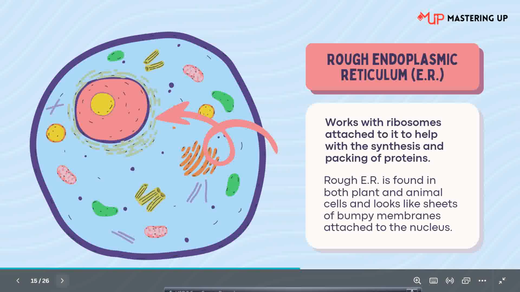This rough endoplasmic reticulum is attached immediately adjacent to the nuclear membrane, and it has ribosomes on it, and these ribosomes help in the synthesis of proteins. Rough endoplasmic reticulum is found both in plant and animal cell and looks like sheets of bumpy membranes attached to the nucleus.